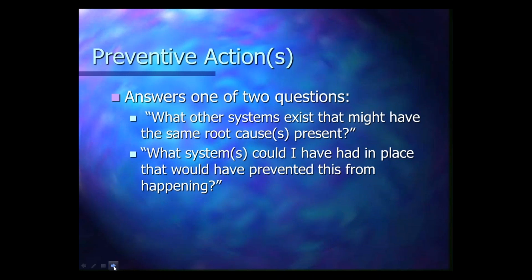Okay, let's spend a few minutes discussing preventive actions. Although this is not a 9001-2015 requirement, the intent of this is still embedded within 9001-2015. Preventive action also exists as requirements in some standards to this day. So, preventive actions answer one of two questions. What other systems exist that might have the same root cause present? Or, what systems could I have had in place that would have prevented this from happening?